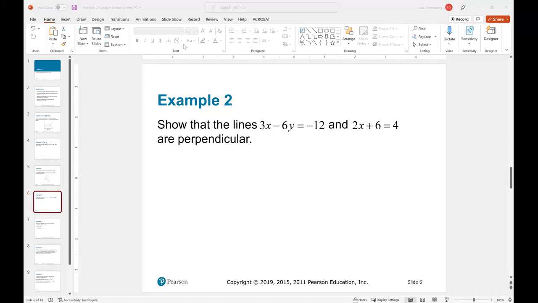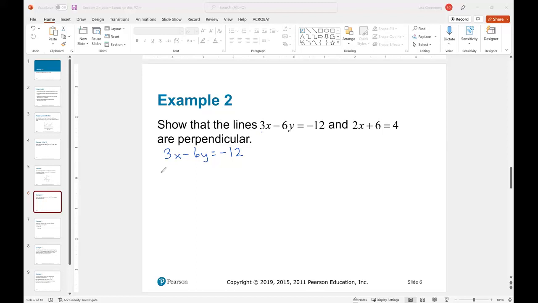Okay, so now let's see what our next question asks. So we have, let me just get my pen. Okay, so it says show that this line, so we have two equations, and it says to show that they're perpendicular. So I start with one of them. I have 3x minus 6y is equal to negative 12. What form is this in? This is in standard form. But first thing I want to do is get y by itself. I'm solving for y. That's all you have to really think about. I'm going to solve for y.